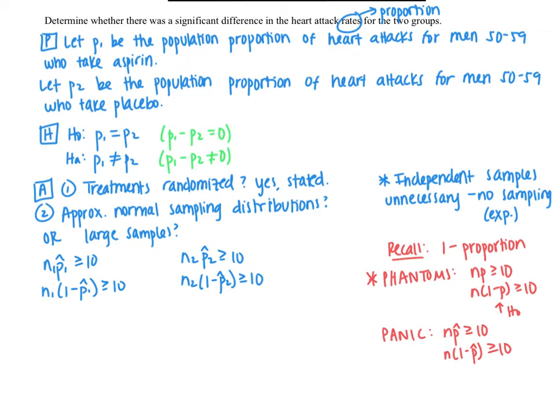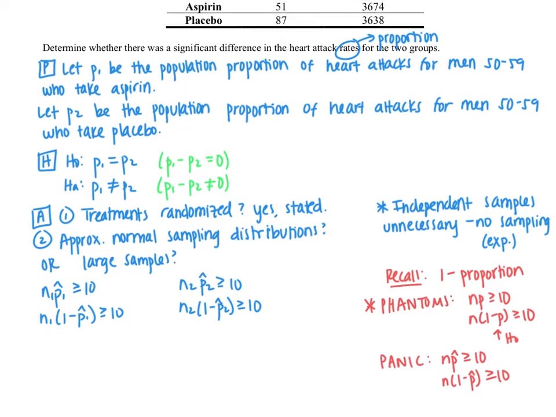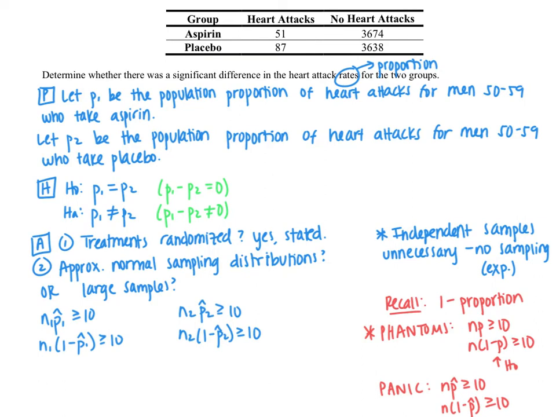Okay, so p hat is the heart attack rates. In our first group, our aspirin group, we're going to have to do a little bit of adding to figure out what our sample size is for both of them. Can you guys do that, please? 3,725. Thank you. Okay, so for our aspirin group, our sample size is 3,725. Our heart attack rate is 51 out of 3,725.